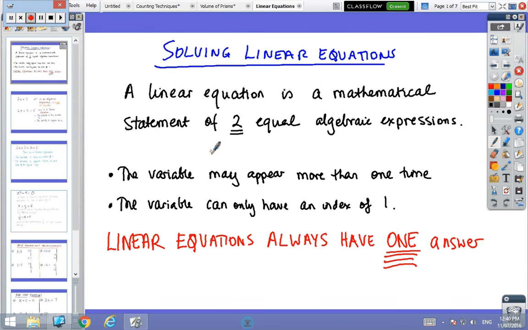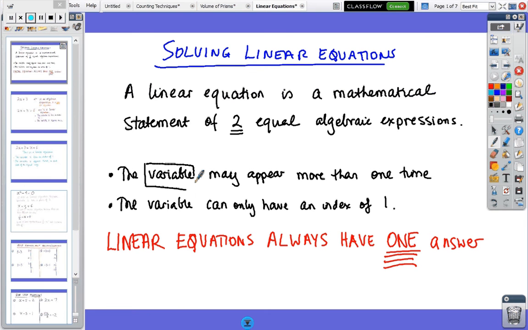Okay, so we're looking at an algebra unit and it's solving linear equations. And again, you would have done this before, but we'll just go back a few steps. So a linear equation is a mathematical statement of two equal expressions. Now what that means is a little bit confusing at this stage, but when we look at some examples, you'll see.